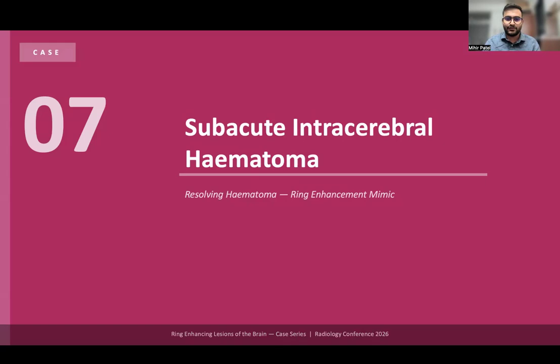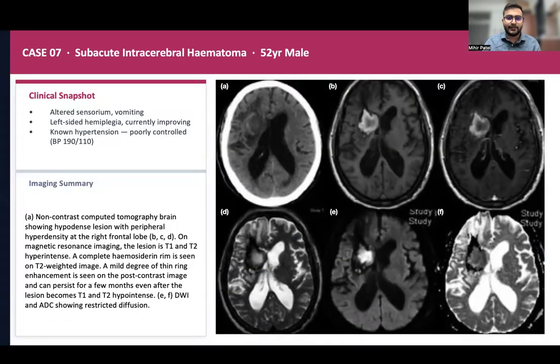The seventh case was of subacute intracerebral hematoma. A 52-year-old male presented with altered sensorium, vomiting, and left-sided hemiplegia. Known case of hypertension, poorly controlled. BP was 190 by 110. NCCT brain showed a hypodense lesion with peripheral hyperdensity at the right frontal lobe.